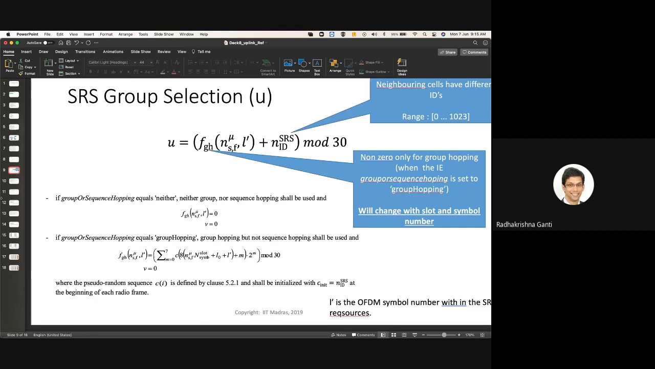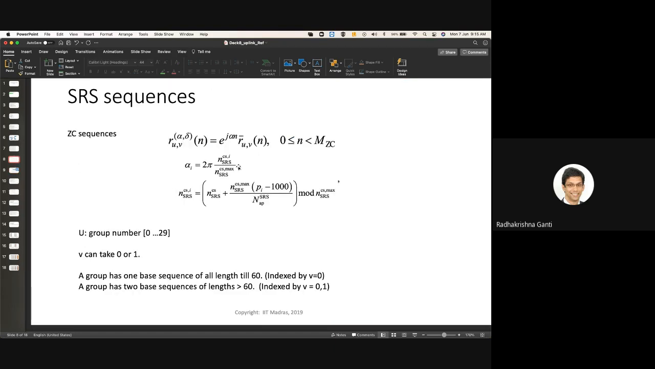That depends on something called the group or sequence hopping. You can do one of them; you can't do both. If the group or sequence hopping is set to neither, it means don't do any of those. So if you set it to neither, of course the sequence or group hopping is not used. If the IE is set to group hopping, then every slot and every symbol you change the group. Essentially, you select a different sequence, so every time you pick out a different U.